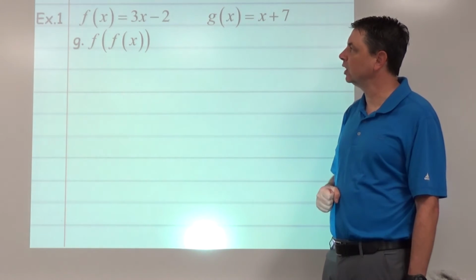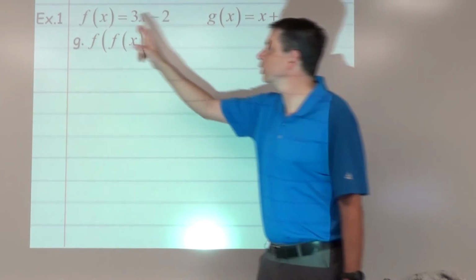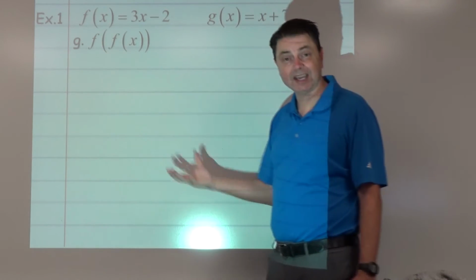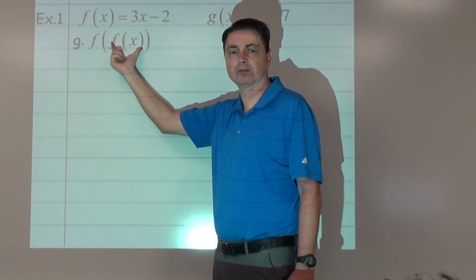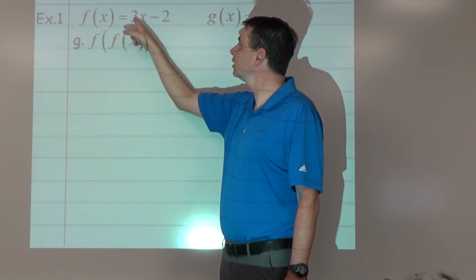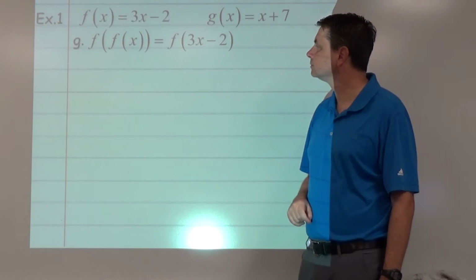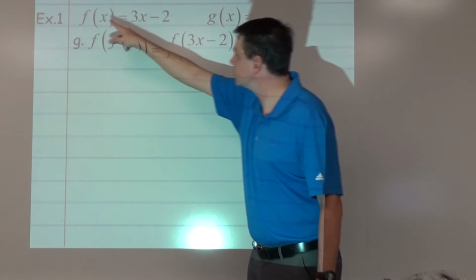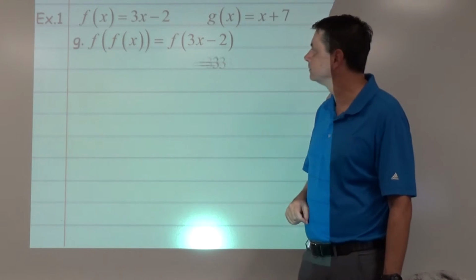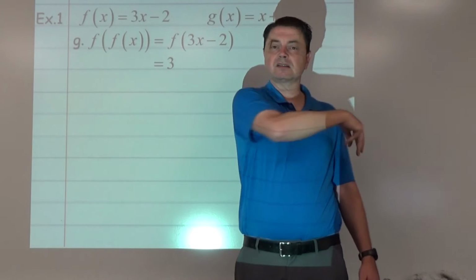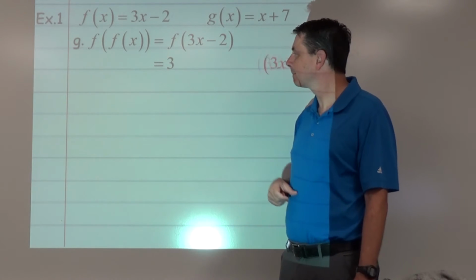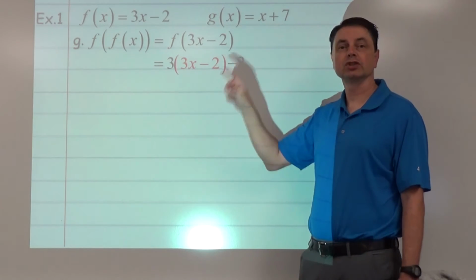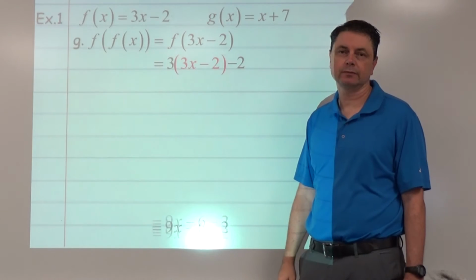Example 1, part G, you can compose a function with itself, f of f of x. So again, same rules. Start with the inner function, replace f of x here with 3x minus 2. Now we're going to take that, plug it into the f function, which is here. Starts with a 3. Throw away the x, replace it with minus 2. Distribute, combine like terms.